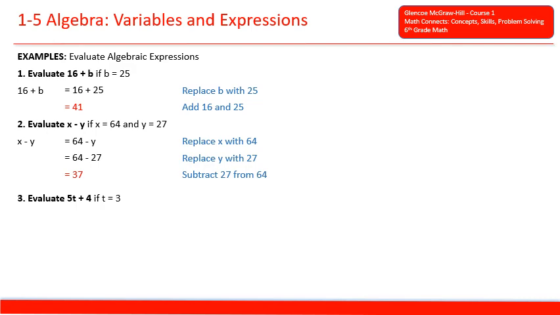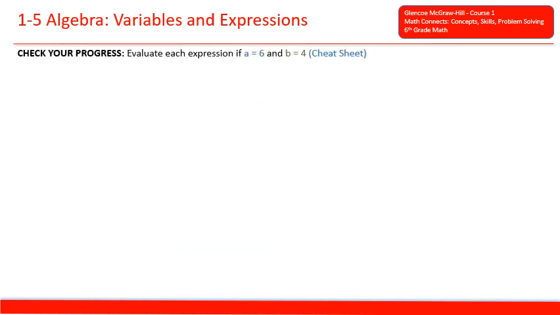Evaluate 5t plus 4 if t equals 3. 5t plus 4, replace t with 3. We get 5 times 3 plus 4. Well, first we multiply 5 times 3, and we get 15. Then you add 15 plus 4, and we get 19.